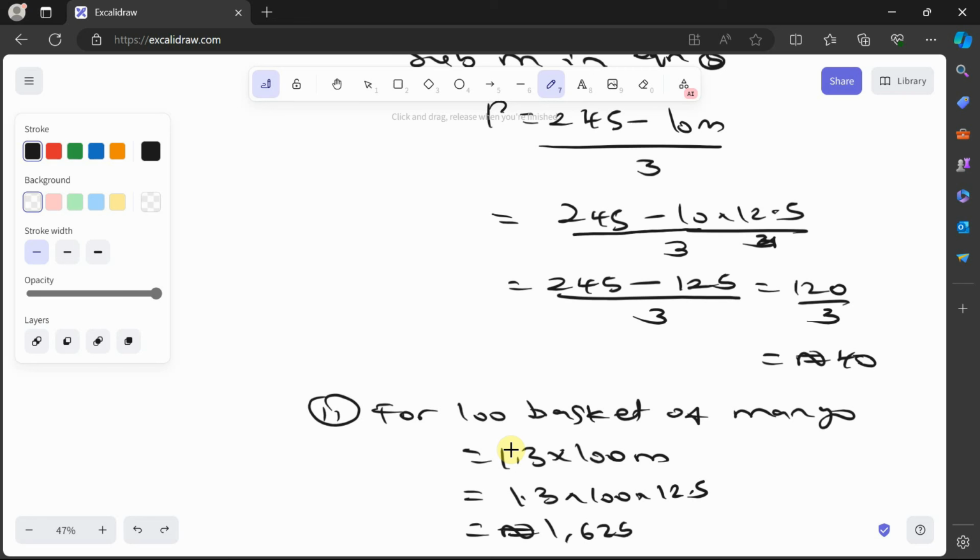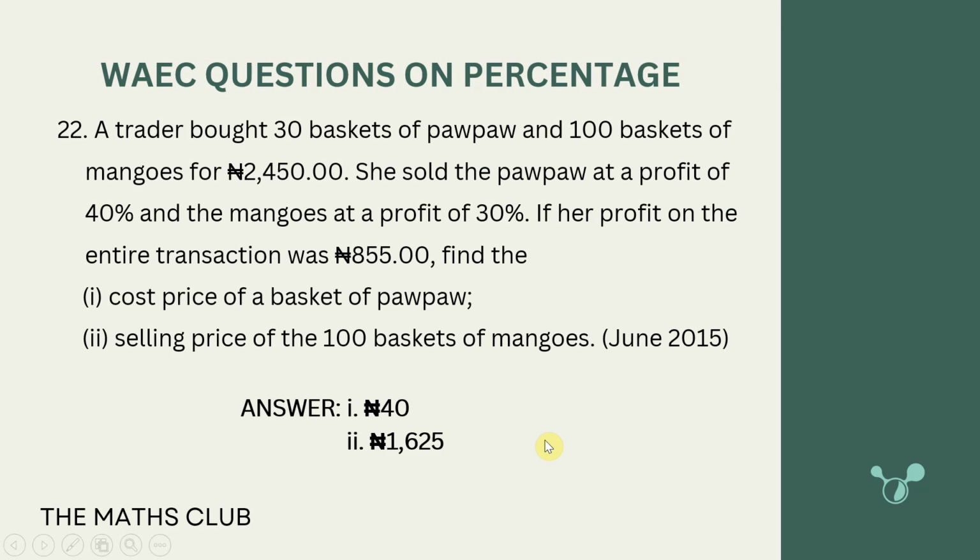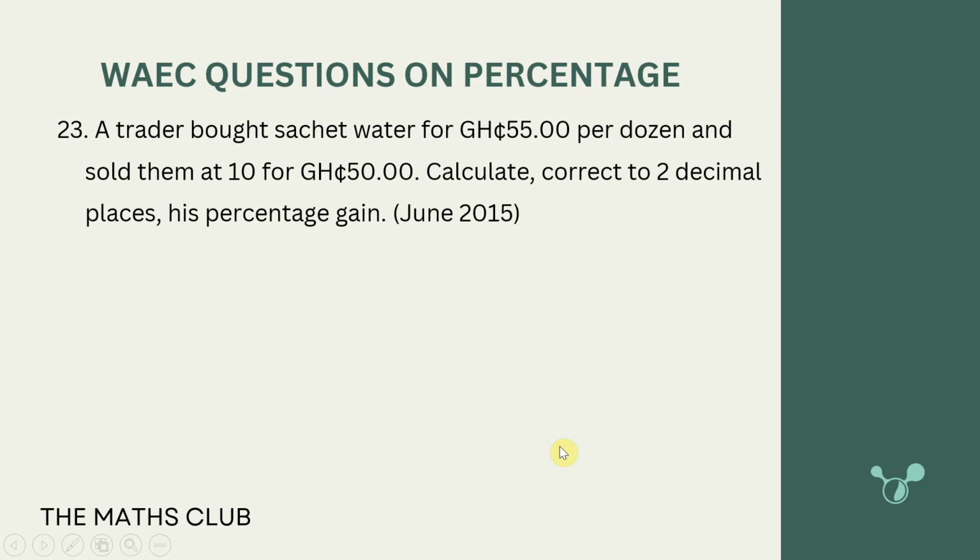Let's see if we're correct. 40 and 1,625. Great. Next question says that a trader bought sachet water for 55 Ghanaian cedis per dozen and sold them at 10 for 50 Ghanaian cedis. Calculate, correct to 2 decimal places, the percentage gain. I want you to pause the video and try this out yourself.